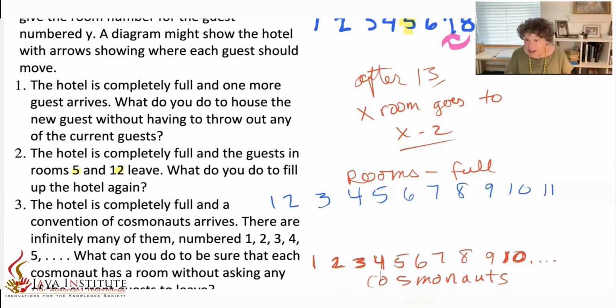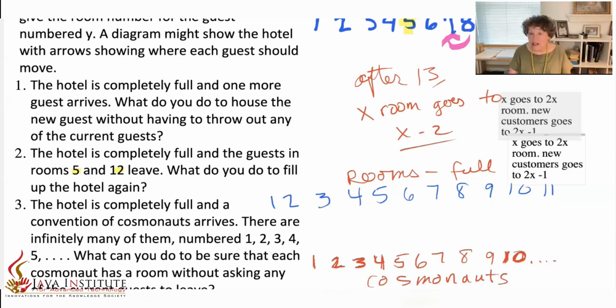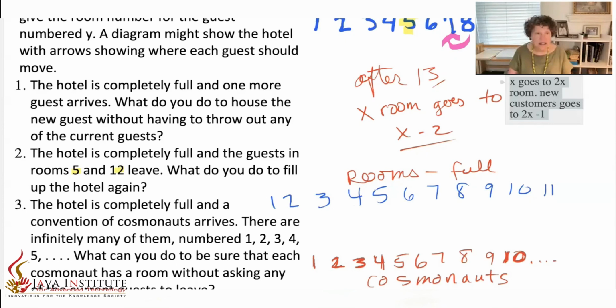Funnily enough, the first person that put an answer in, these are direct messages, so I guess you guys aren't seeing them, did the right thing, but I want to see some more. Oh, here's another one. Okay, Madhava, let's see what you did. Let's look at this. X goes to 2X, new customers. Very good.